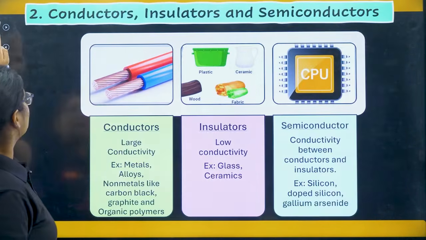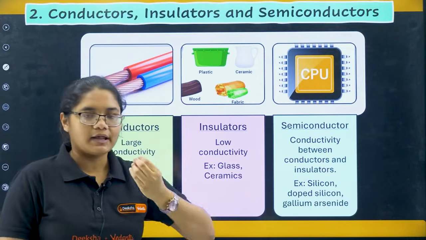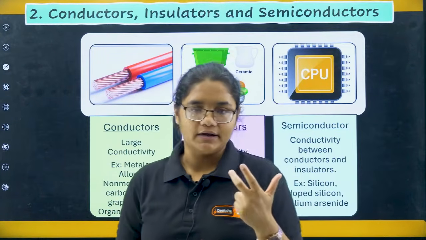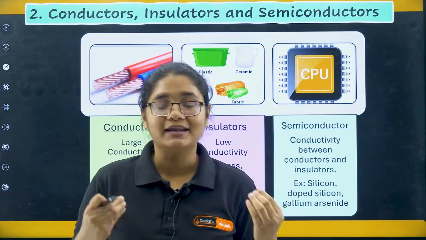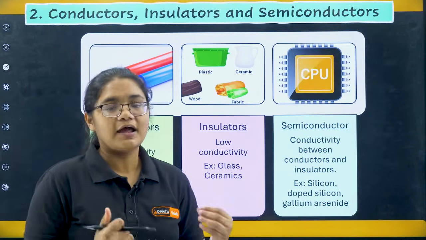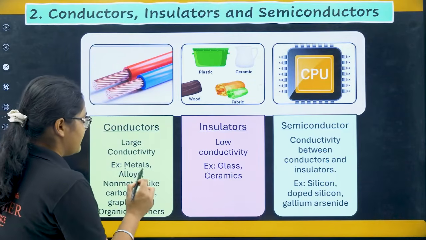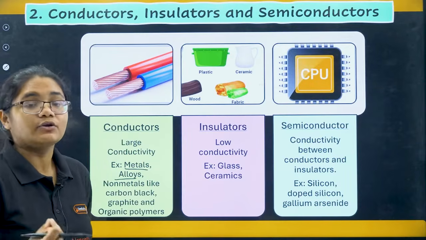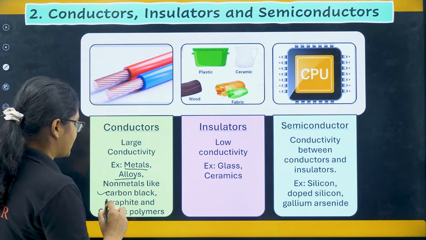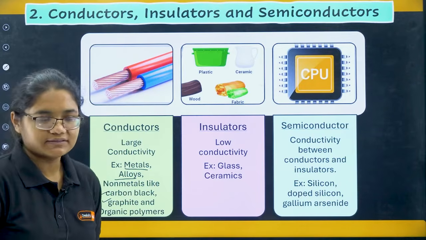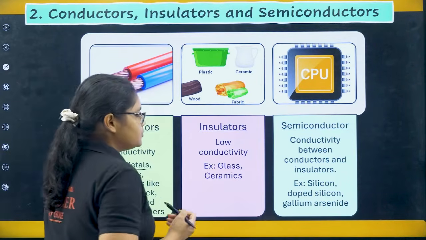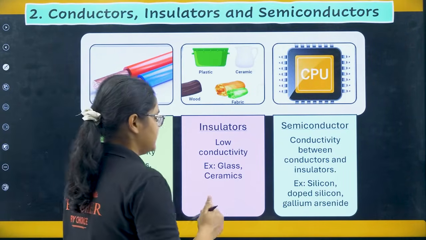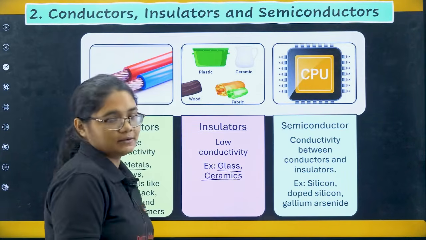Okay, fine. Now we will go to the next topic, a very small topic, and I think all of you should be knowing this topic: insulators, conductors and semiconductors. Those materials which can conduct electricity through them very easily are called conductors. For example, metals. Generally metals and alloys are good conductors, but there are also certain non-metals which are good conductors, like carbon black, graphite, and organic polymers. Similarly, what is an insulator? An insulator has low conductivity, or cannot conduct electricity easily. For example, here we have glass and ceramics.